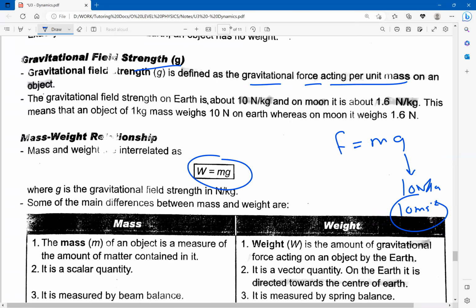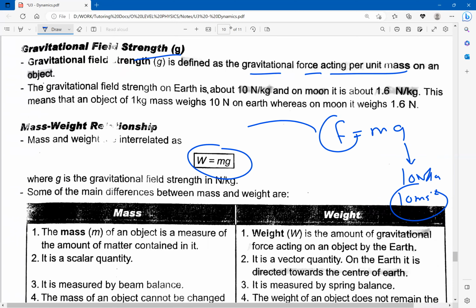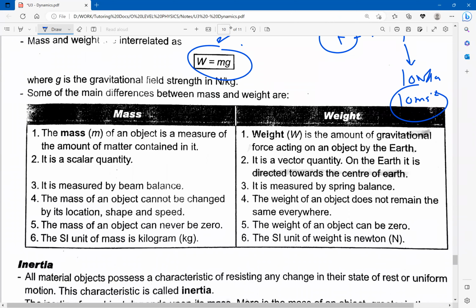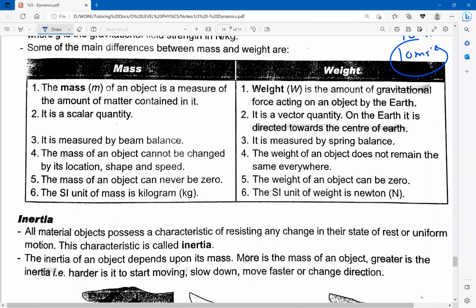W is equal to mg, because weight is a force. So W equals mg, and you can use the formula to figure out weight and answers. Now, what is the difference between mass and weight? Number one, mass of an object is a measure of the amount of matter contained in it, whereas weight is the amount of gravitational force. Very simple. Mass is a scalar quantity, weight is a vector quantity because the weight has a direction, a pull of gravity towards the downward side, right? So there's always a direction, it's a vector quantity.